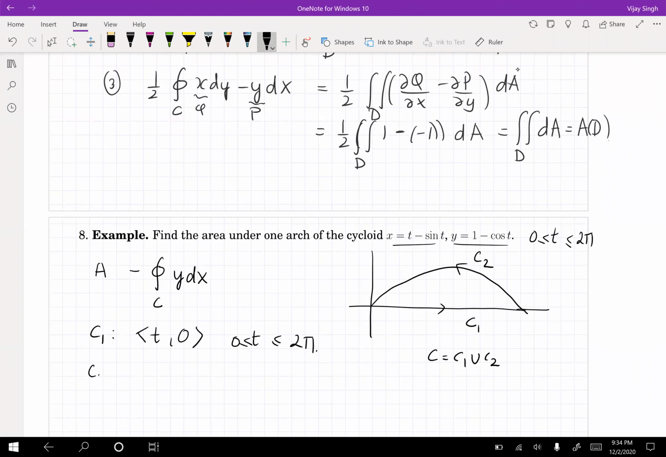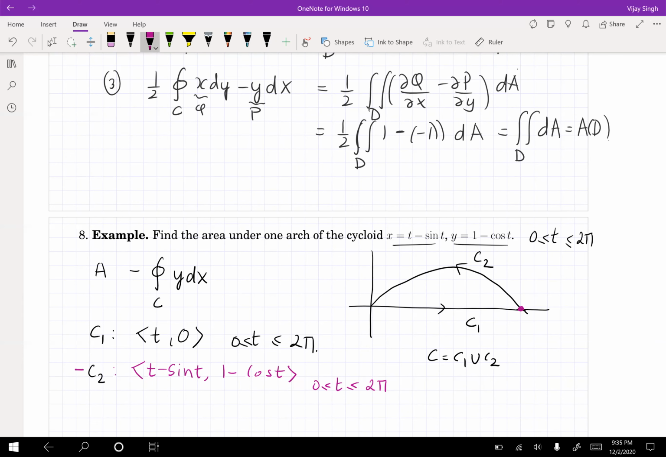And C2 can be seen as, we'll change the parameterization because we have a clockwise parameterization. So I'll parameterize minus C2. Minus C2 is going to be t minus sine t, 1 minus cos t, where t goes from 0 to 2 pi. The reason for this parameterization is that then I'll have t going from 0 to 2 pi. Otherwise, my t goes from 2 pi to 0, and that's not really good looking, right?